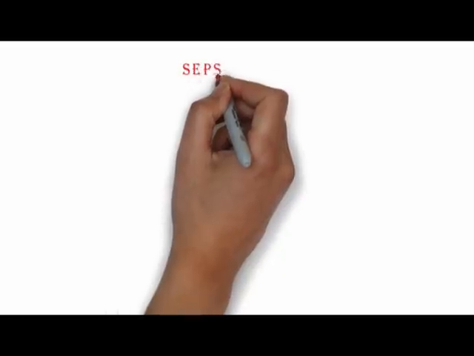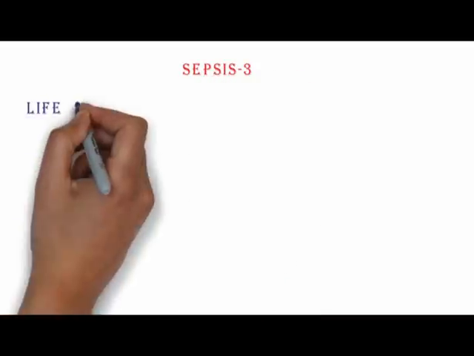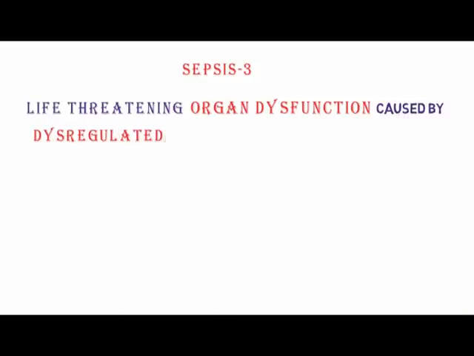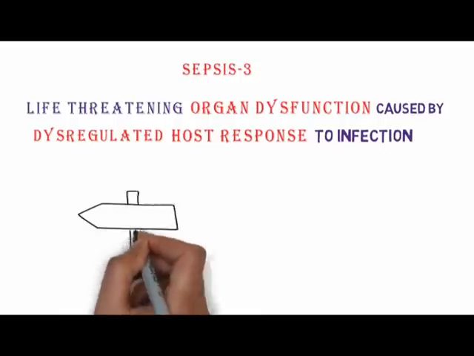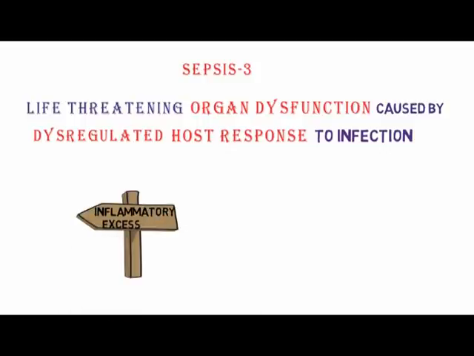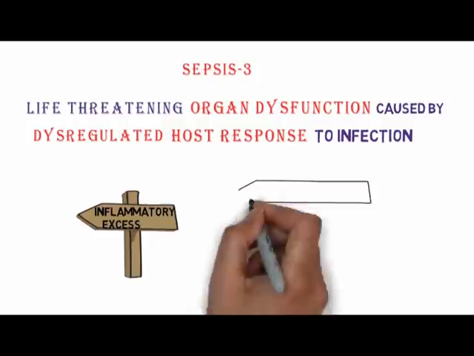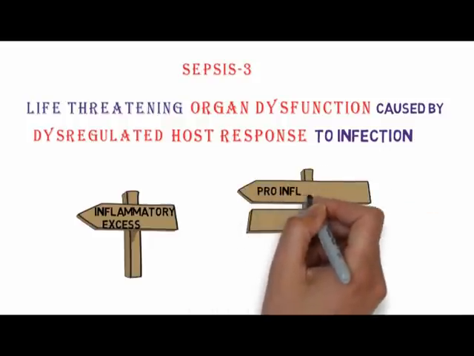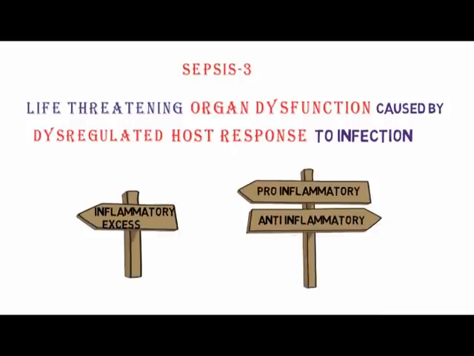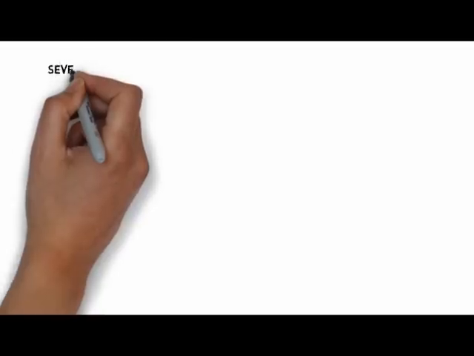Coming on to the new definition of sepsis, or sepsis-3. It is life-threatening organ dysfunction caused by dysregulated host response to infection. The original concept of sepsis as infection with at least two of four SIRS criteria focused solely on inflammatory excess. Sepsis is now recognized to involve early activation of both pro-inflammatory and anti-inflammatory responses. So it is basically dysregulated host response.